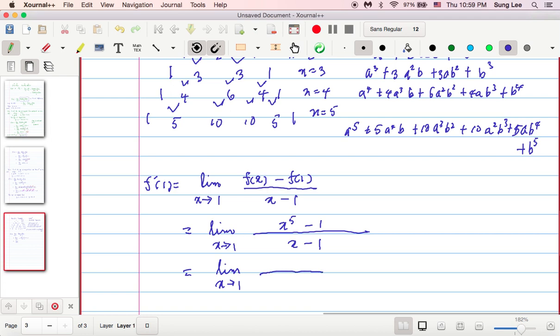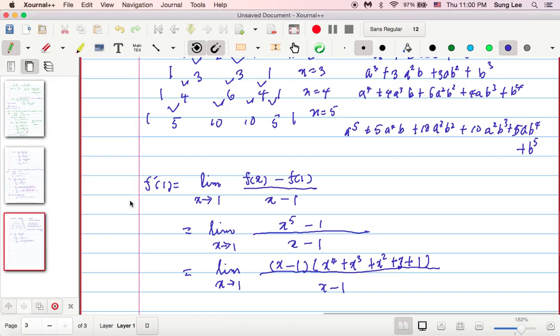Well, in this case, actually, we would have to factor x to the 5 minus 1, right? This is going to be factored to x minus 1 times x to the 4 plus x cubed plus x squared plus x plus 1. Okay? So how do we know this? This can be easily done by a long division. If you divide x to the 5 minus 1 by x minus 1, that's the quotient. But it's also good to remember the pattern though.